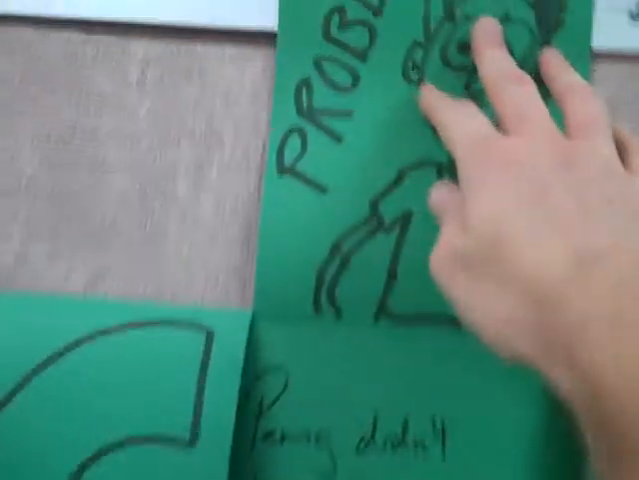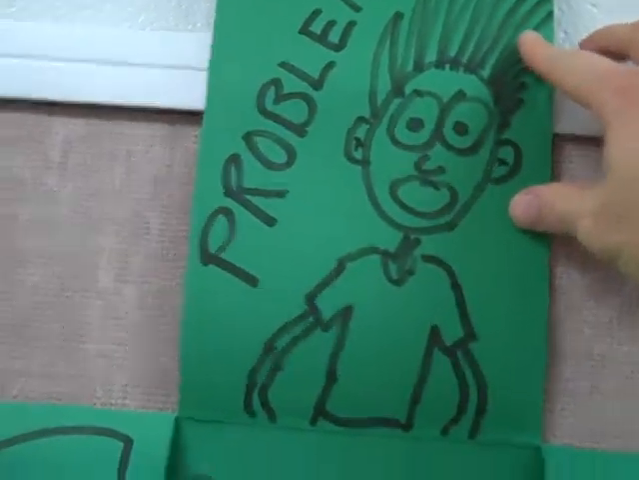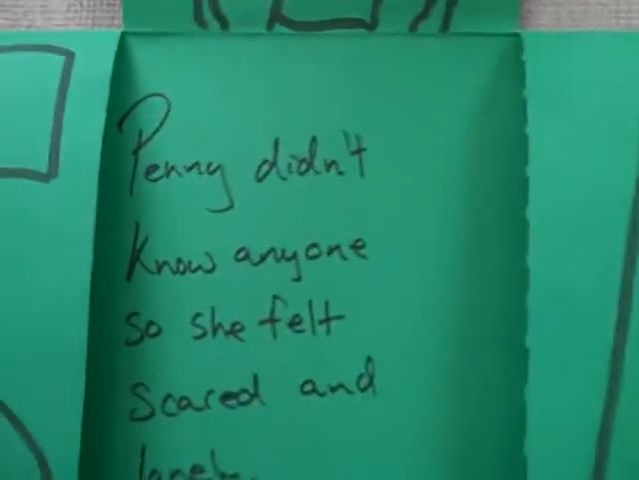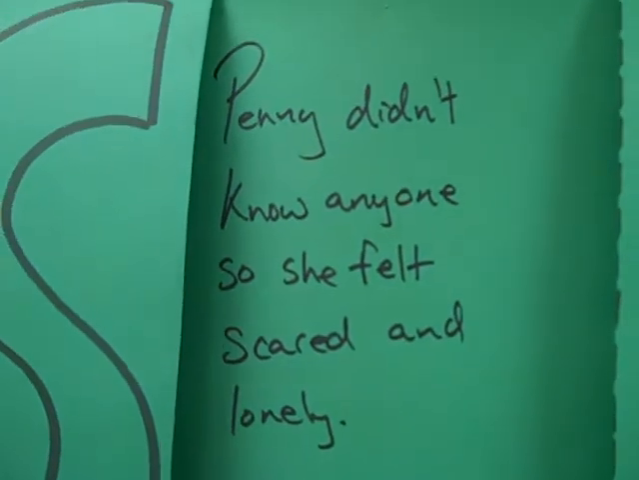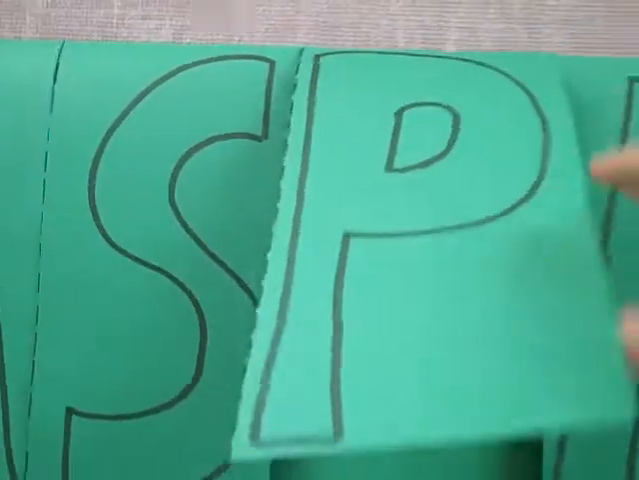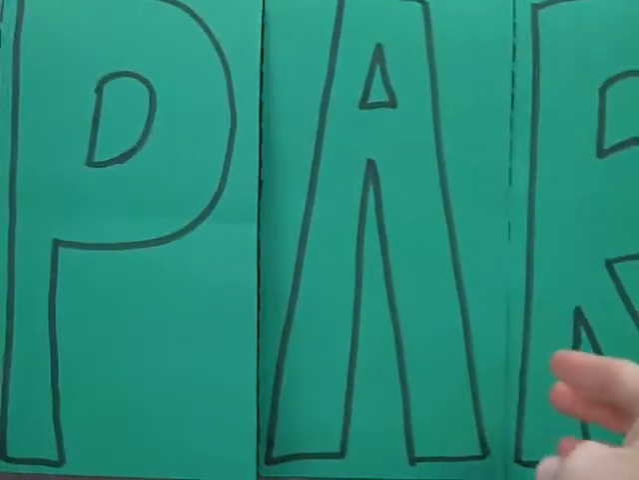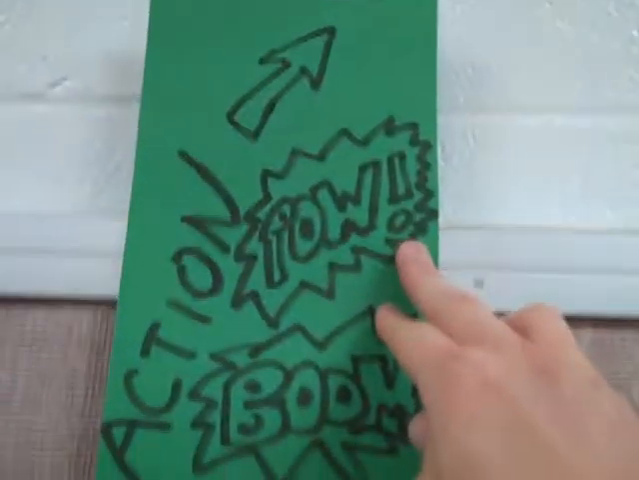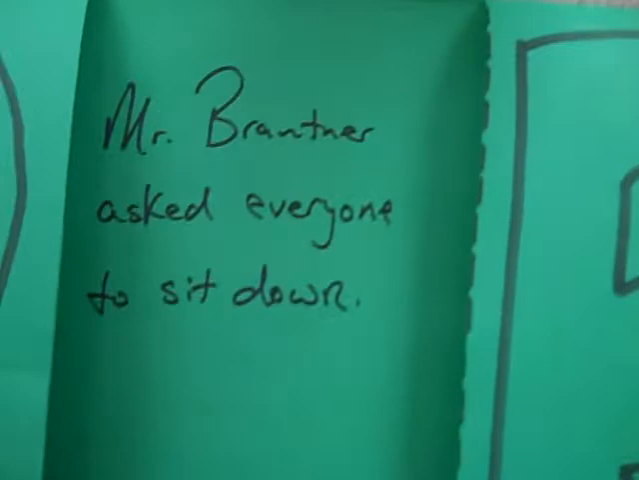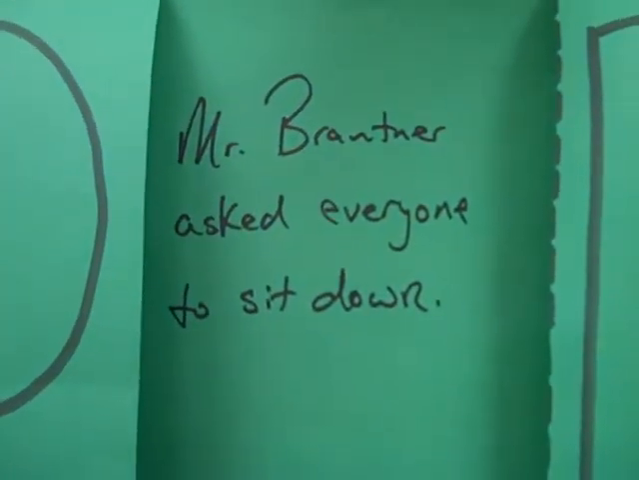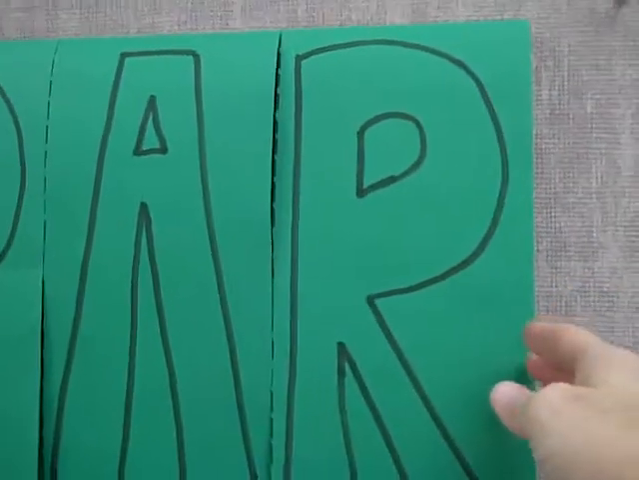Then we are introduced to P, the problem, and this usually signifies the middle of the story. Penny didn't know anyone, so she felt scared and lonely in our story. After the problem's introduced, we have rising action. Mr. Brantner asked everyone to sit down. It's a short story. There wasn't a whole lot of action, right?